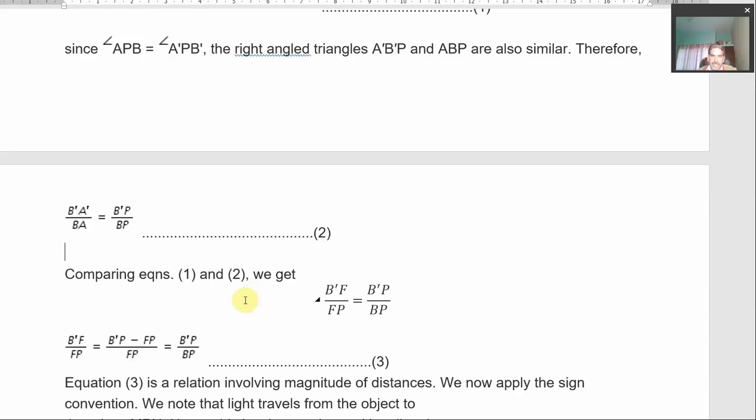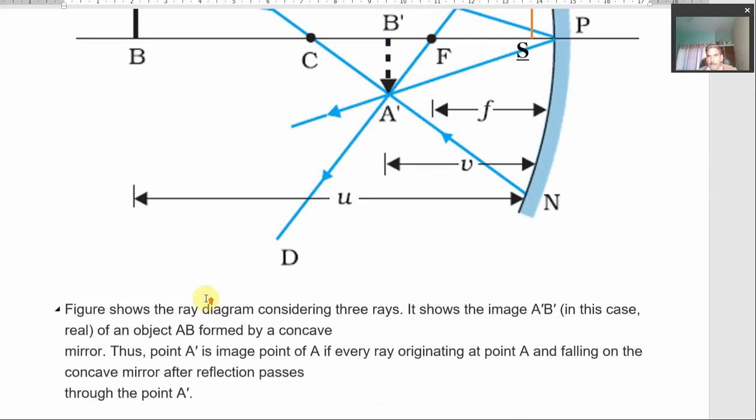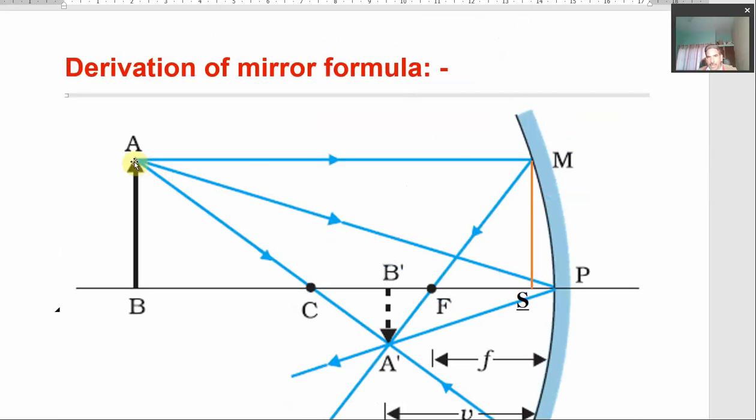The second sign convention is that along the direction of incident ray, in which the incident ray travels. So this is the direction in this particular case. This is the direction in which the incident ray travels. All the distances measured along this direction will be taken as positive, and if the distances are being measured opposite to the incident ray, all the distances are to be taken as negative and substituted with the negative sign with them.